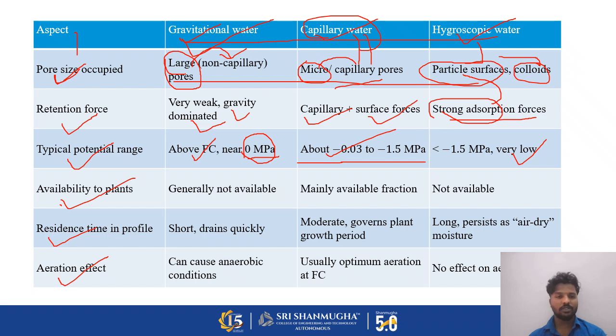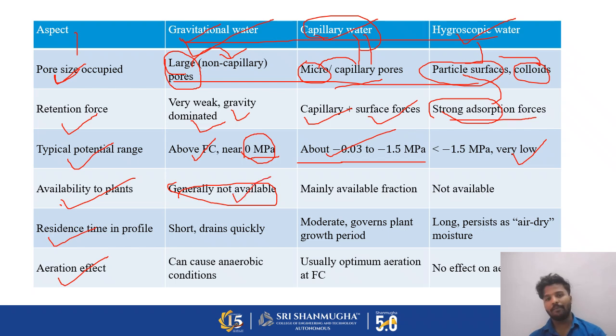And next is the availability to the plants. Generally, gravitational water is not available to the plants because it does not stay in the upper portion of the soil. It flows downwards. That's why it goes far away from the plant roots, so it is not available to the plants.